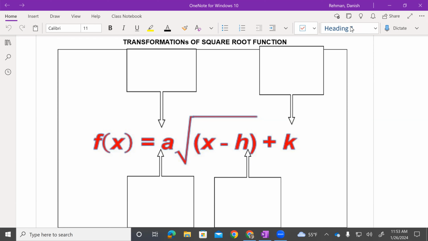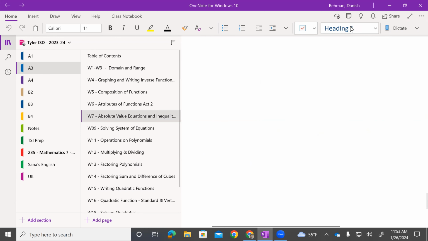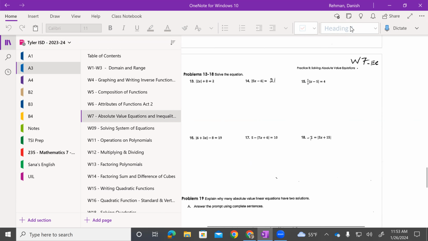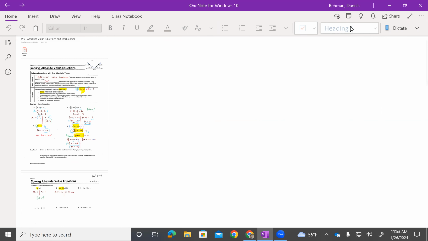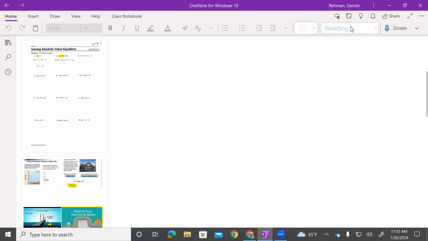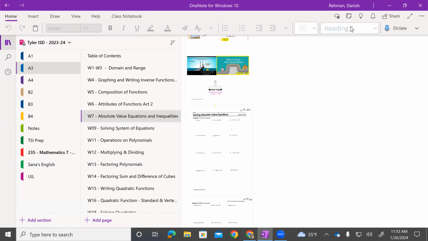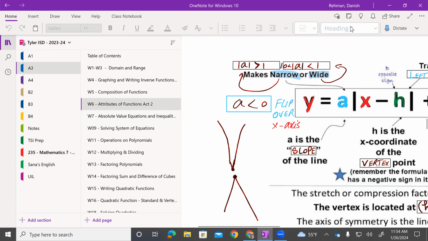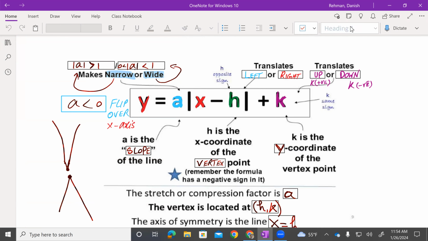I will bring it up on the screen and show you what we did when we were working on the absolute functions here. Okay, let's see if we have it here somewhere. Not on this one. Yes. Does it look similar? We have an A, we have an H here, and we have a K here also.